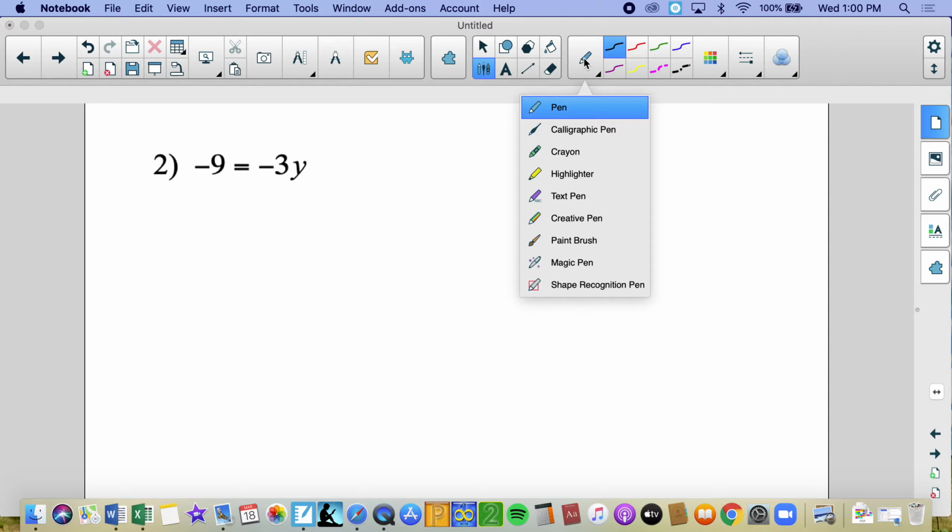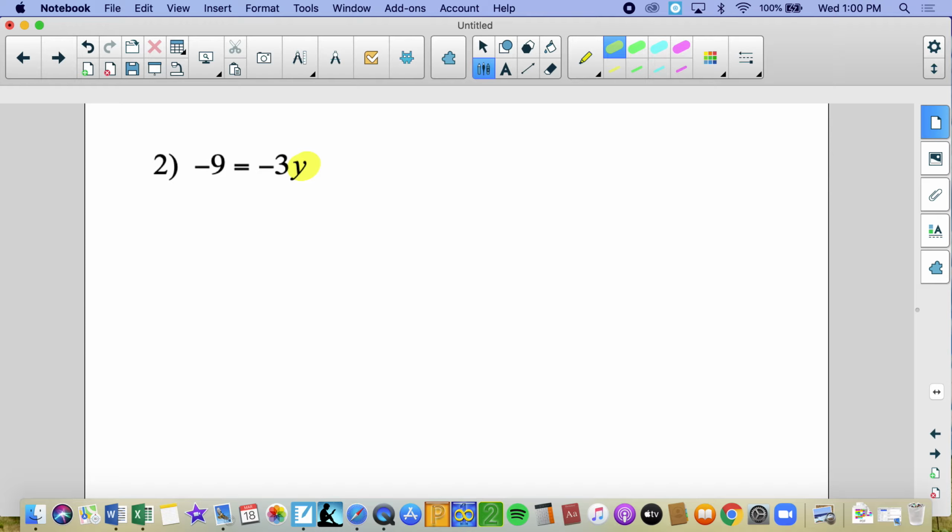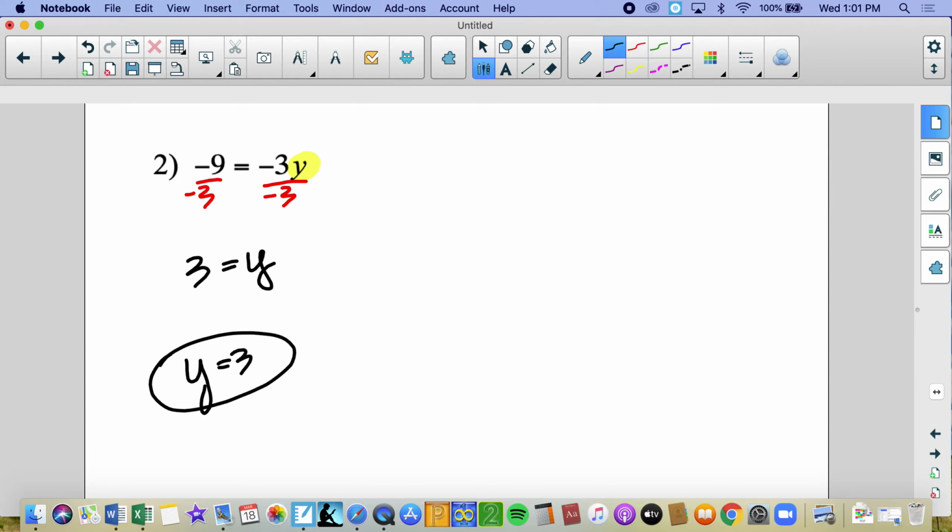Our objective still is to isolate y. We still want to get y by itself. We're going to ask what's happening to it. It's being multiplied by negative 3. The inverse of multiplying by negative 3 is dividing by negative 3. All too often, students will change the sign. We're not looking to change the sign with multiplication and division. So the inverse of multiplying by negative 3 is dividing by negative 3. And then we have negative 9 over negative 3, which gives me 3 equals y. And just for consistency, we're going to have the variable come first.